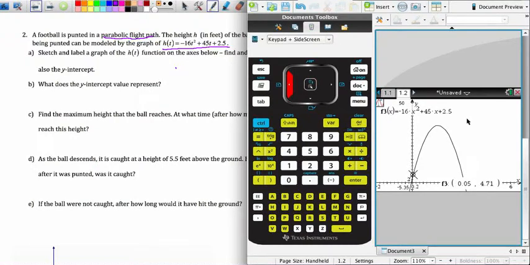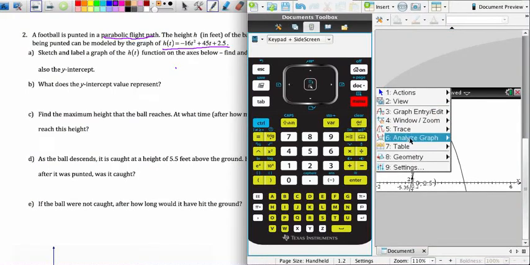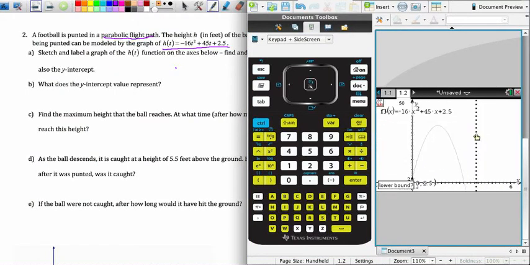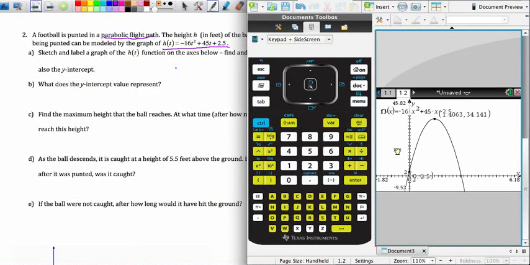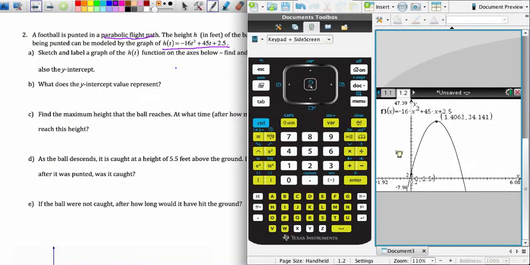Just scroll along there. So there's my y-intercept, which is occurring at 0, 2.5, and then I'm going to escape out of there and then use the calculator to analyze graph, and once again we have a maximum left bound, right bound, and there's our maximum, and so there we go. And what I might do as well is just shift that graph a little bit up so that I can see that a little bit better. So there's my y-intercept at 0, 2.5, my maximum at 1.4, 34.141.